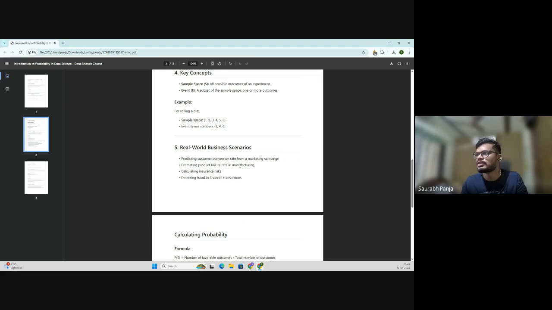Real world business scenarios: predicting customer conversion rate from a marketing campaign. See, this is one of the very important aspects, customer conversion rate. Everybody sees your ad. This is very related to digital marketing. Let's say I'm creating an advertisement and not a lot of people are clicking it. The only metric I have is clicking on the website if they are coming to the website. So this is a very important metric to understand how the conversion rate is in a marketing strategy.